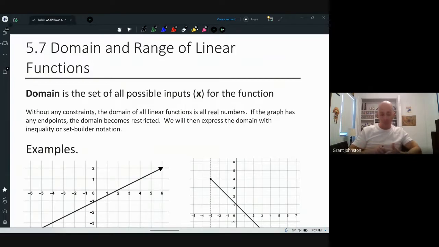Domain, as the definition up here says, is the set of all possible inputs, which is our x for the function. Without any constraints, the domain of all linear functions is all real numbers. If they go on forever, there's no restrictions on that x. If the graph has any endpoints, though, the domain becomes restricted, which we'll then express with inequality or set builder notation. There are different notations or formats in which you can write this.